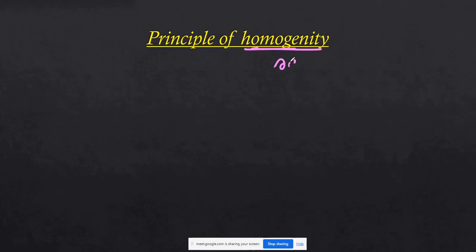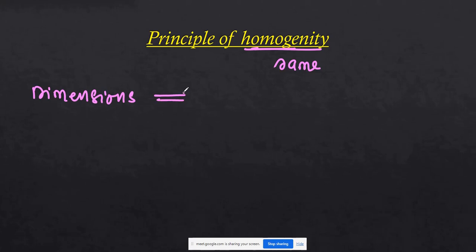Homogeneity means the same dimensions. What do we consider the same here, related to this chapter? We just consider dimensions. Dimensions of a physical quantity on the LHS are equal to the RHS. This is what we consider here.